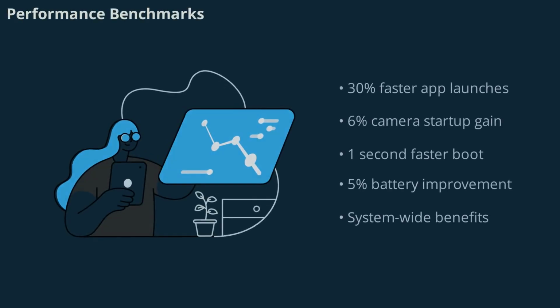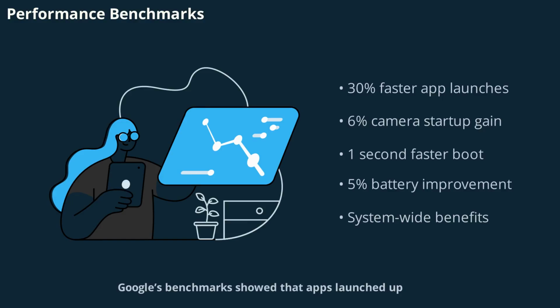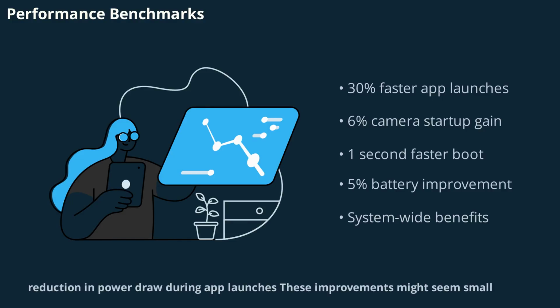Let's look at the numbers again. Google's benchmark showed that apps launched up to 30% faster in some cases. Camera startup improved by as much as 6% and system boot times dropped by nearly a second. Battery life also saw a 5% reduction in power draw during app launches. These improvements might seem small, but they're significant when you consider the scale of the Android ecosystem.